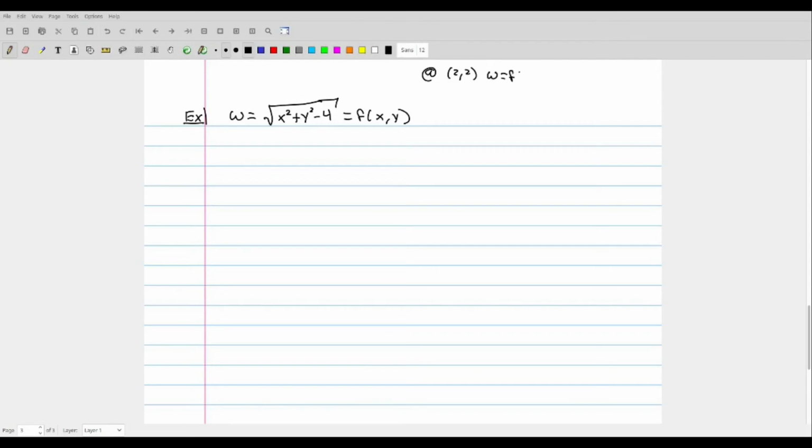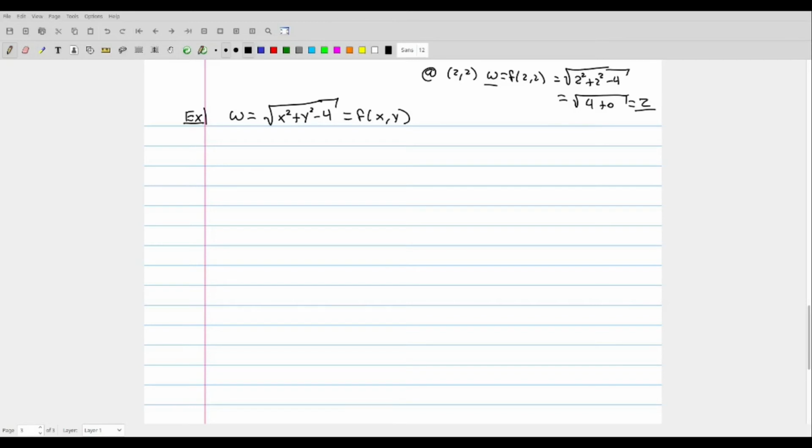w is equal to f of 2, 2, which is the square root of 2 squared plus 2 squared minus 4, or the square root of 4 plus 4 minus 4, which is just the square root of 4 plus 0, which is equal to 2. So at the point 2, 2, this function is equal to 2.